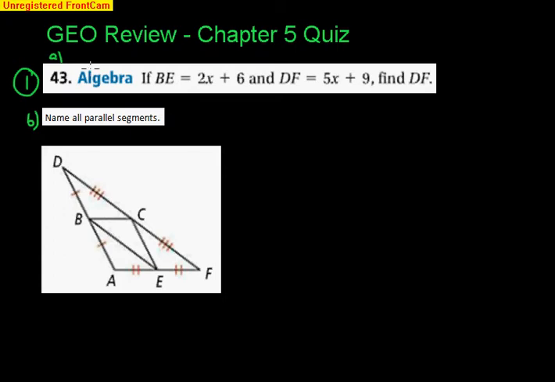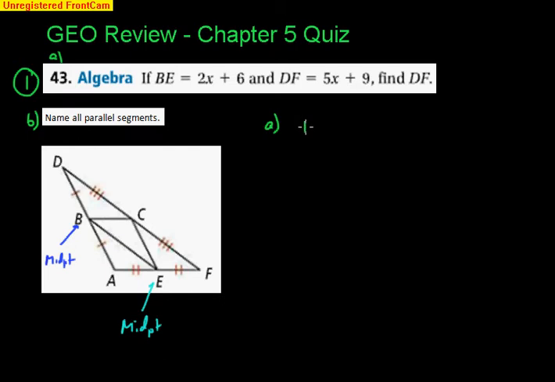So here we go. We'll do 43 first. It'll be part A. So in this picture, BE is 2x plus 6, and DF is 5x plus 9. Find DF. Well, if you look at this picture, you have congruent markings all over the place. So if I'm focused on BE, B is a midpoint. E is also a midpoint because of how it breaks the sides up. So what that means is BE is a midsegment.